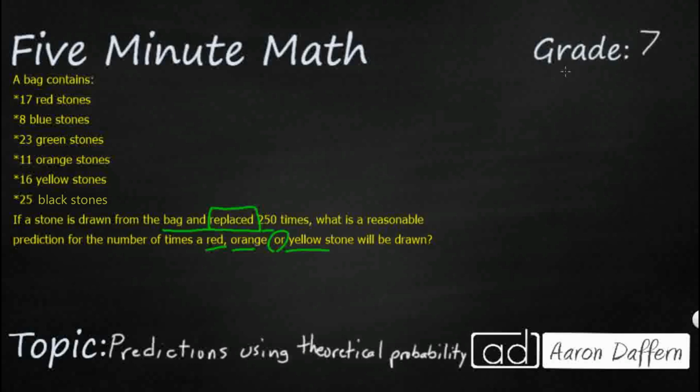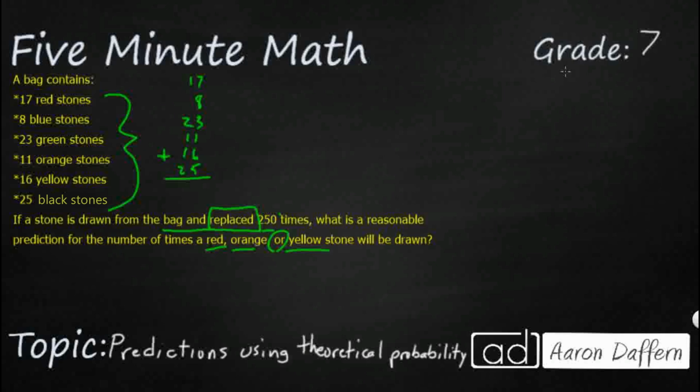So what we're doing is drawing a stone from the bag, but if we don't replace it, then the probability is going to change every time, because we're not going to have the same number of stones. We've got to figure out how many stones this is, and we'll see why that replace is so important. So we just need to add: 17, 8, 23, 11, 16, and 25. We just need to find a total.